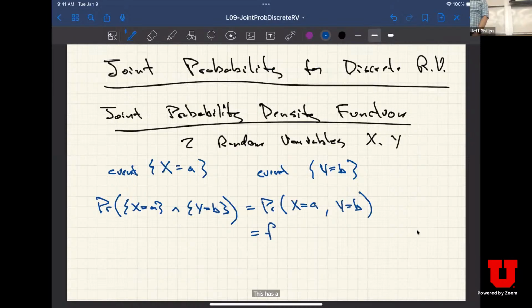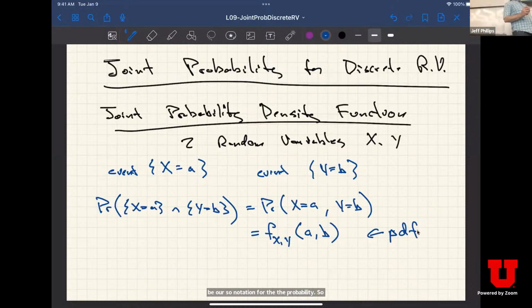We'll say there's a probability density function now on two random variables, X and Y, and it will take on values A and B. Okay, so now my PDF is a bivariate function. It takes in two values. So this will be our notation for the probability density function, the joint probability density function over the random variables X and Y.